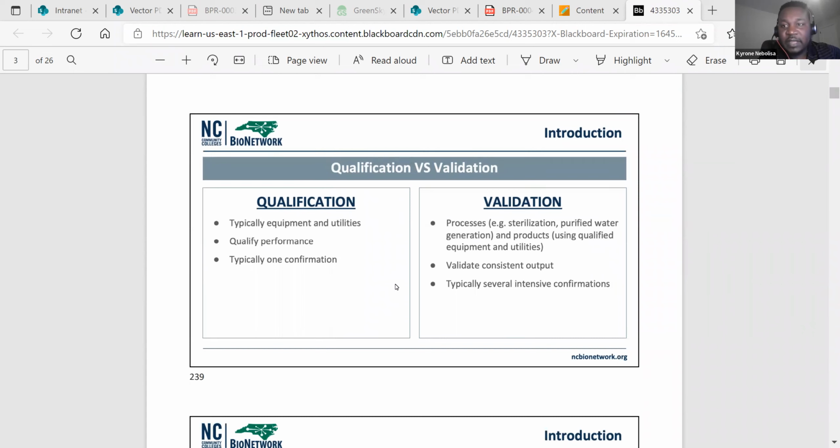Now we'll talk about qualification versus validation. So qualification typically deals with equipment and utilities. It's a qualified performance and typically one confirmation. And then when you go into validation, it's more typically processes such as sterilization, purified water generation, and products using qualified equipment and utilities. You want to validate a consistent output, and it's typically several intensive confirmations. So qualification is typically more in equipment, and when you go into validation, it's more of a process or system.